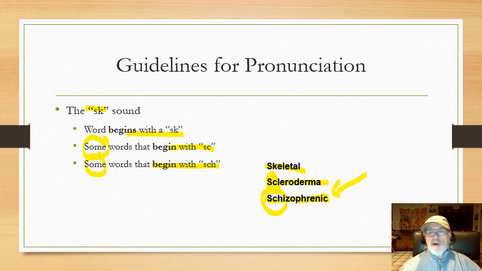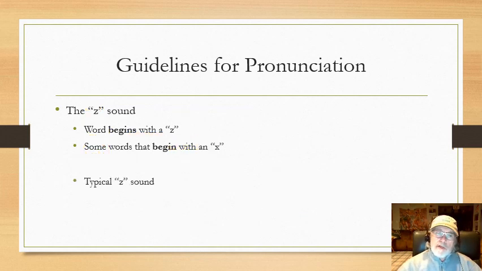So these people are truly crazy, but they don't know they're crazy because they think that the messages and the sounds they're getting, the crazy things that they're doing, are perfectly normal. But here's an SCH, and it's that schizophrenic. Schizophrenia, the Z sound. So some words that begin with an X, or words that begin with a Z, have a typical Z sound.